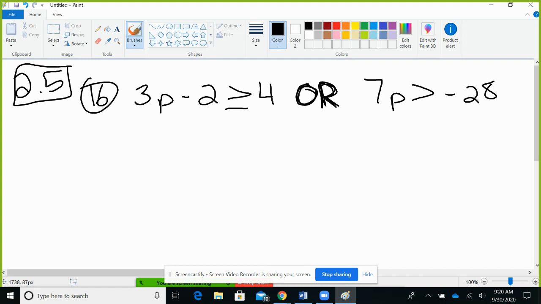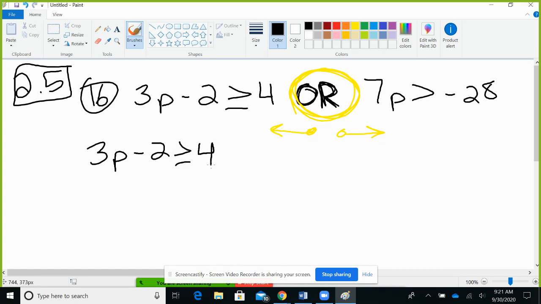All right, so first of all, because it's an or, what do we know when we're going to graph it? What do we know about our graph? What is our graph going to look like? Nice. It's going to go two different ways. So we're going to take this first one, 3p minus 2 is greater than or equal to 4. We're going to answer this one first.